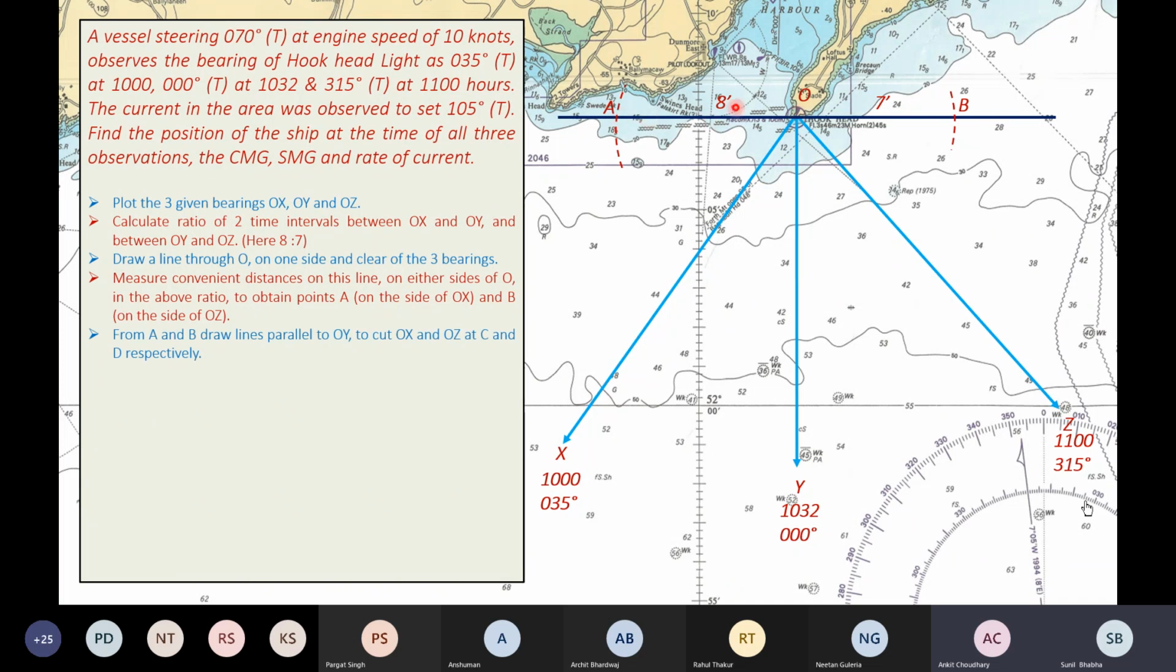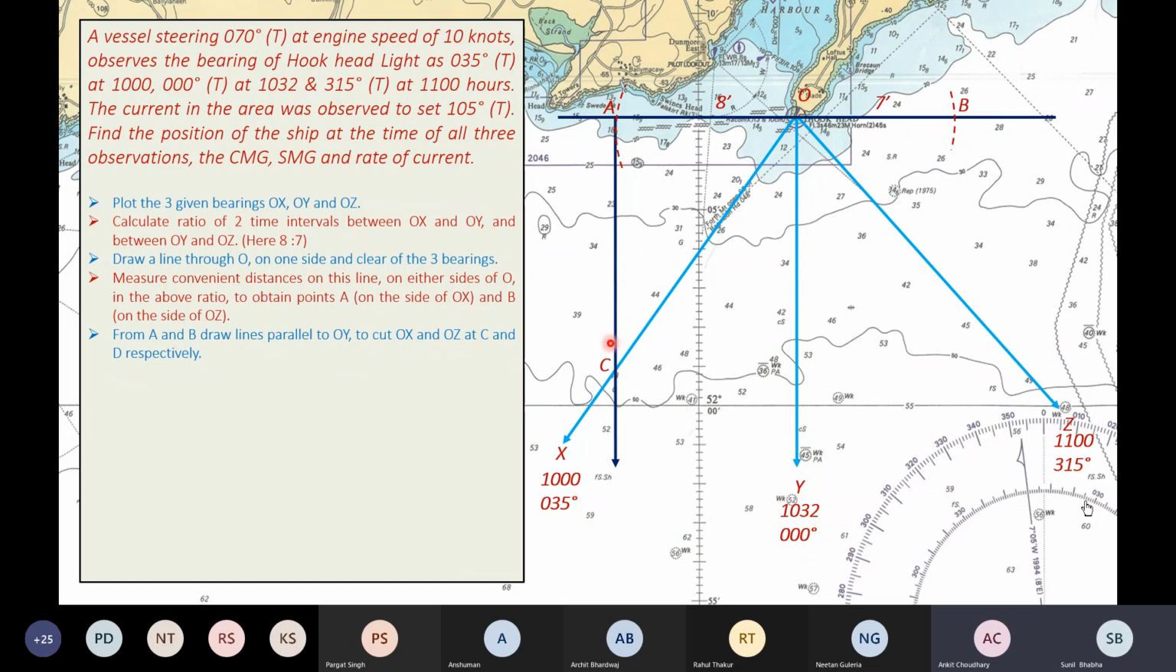Now, once we have obtained these points A and B, in the next step we draw a line passing through both these points, point A and point B, which is parallel to my middle bearing. My middle bearing is OY. In this case, the middle bearing was 000. So I'm going to draw a line from point A which is parallel to my middle bearing. Let's plot it on the chart. You can see this line now passing from point A parallel to my middle bearing.